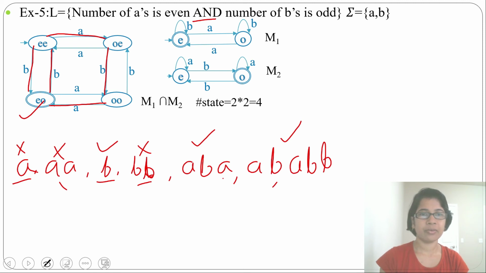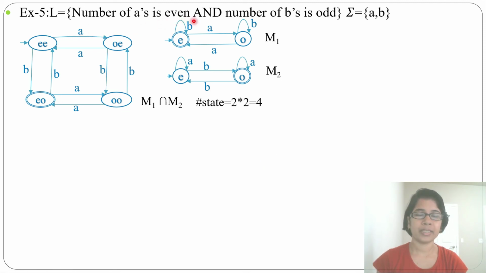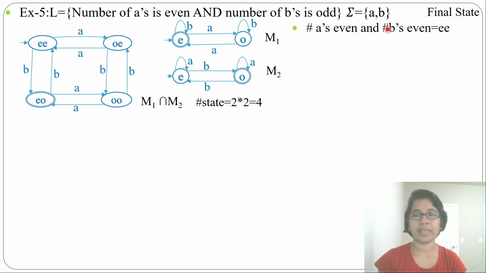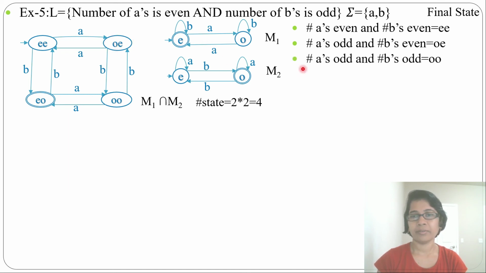So a string having an even number of A's and an odd number of B's will be accepted by this DFA. Here the number of A is even and the number of B is odd, so even odd is the final state. Suppose it asks for the number of A even and the number of B even, then EE will be the final state. If the number of A is odd and the number of B is even, then OE will be the final state. Now if the number of A is odd and the number of B is odd, then OO will be the final state.